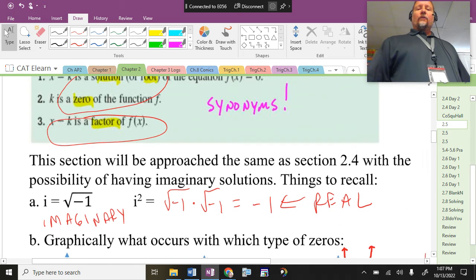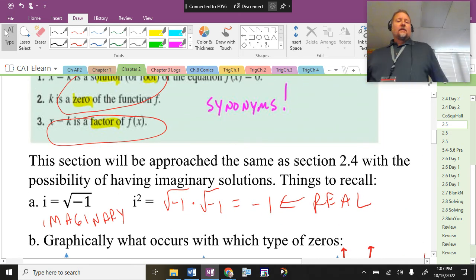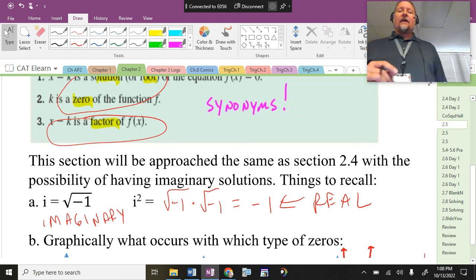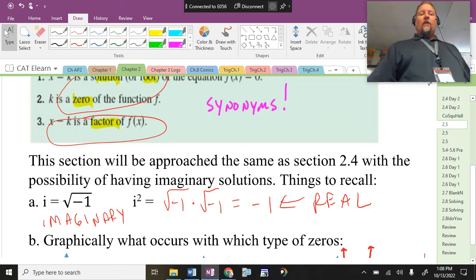And then just a real quick review on I numbers. So I threw this down real fast. This section will be approached the same as section 2.4 with the possibility of having imaginary solutions. So some things to recall.